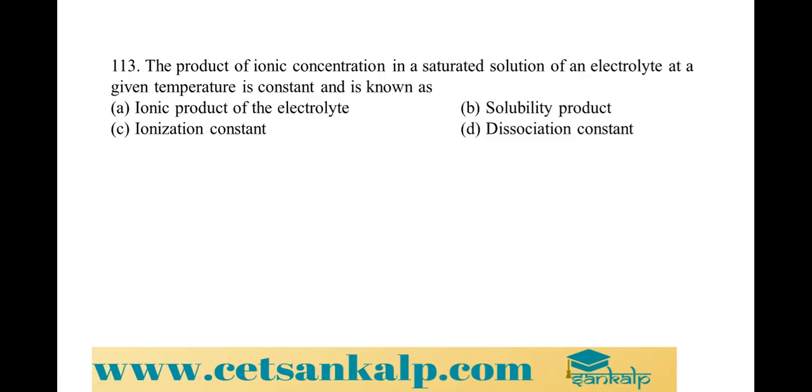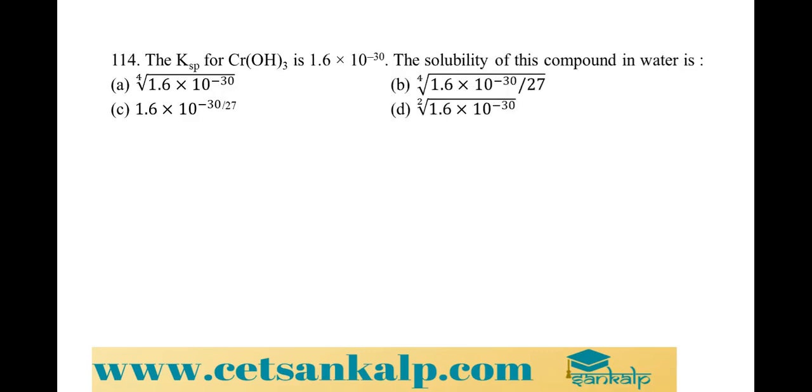Next, the product of ionic concentrations in a saturated solution of an electrolyte at a given temperature is constant and is known as what? It's nothing but the solubility product. Okay, right. So, the Ksp for Cr(OH)3 is 1.6 into 10 to the power minus 30. The solubility of this compound in water is?